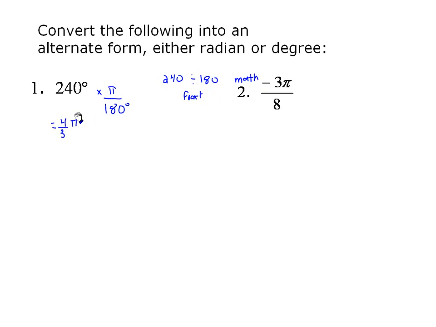Next one, negative 3 pi over 8. We do the same thing. We multiply, except in reverse. We multiply by 180 degrees over pi. You want to introduce the degree symbol and cancel out the pi. So the pi will go away on you, and it really is just a matter of multiplying 3 times 180 divided by 8, and that will give you 67.5 degrees.